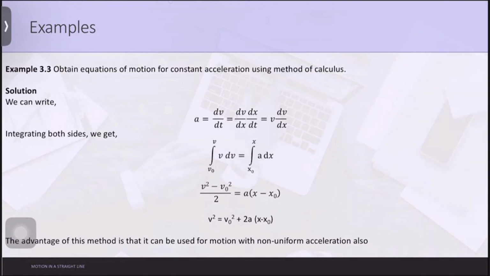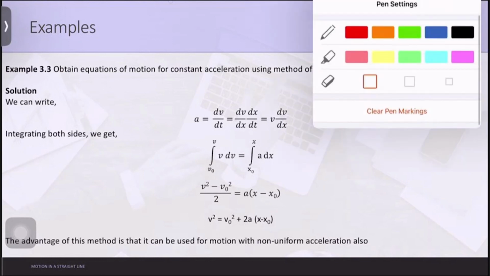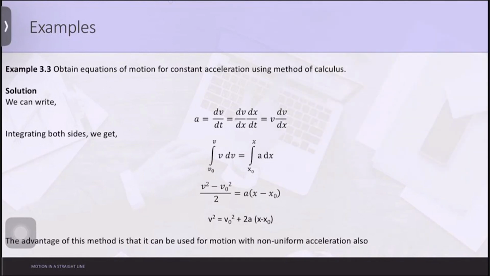So this equation can change into v dv is equal to a dx. Correct? So dx can go to this side, and this will be equal to v dv equal to a dx.